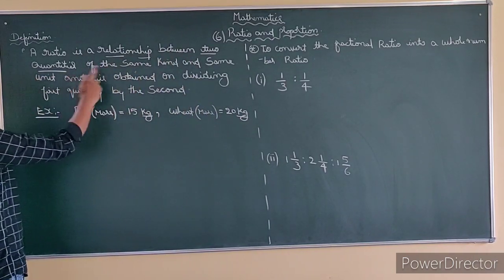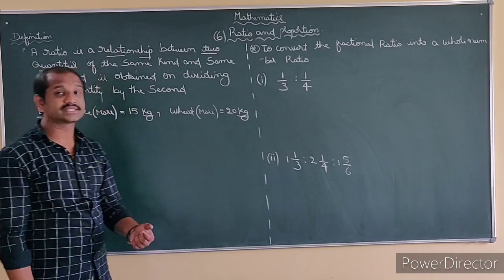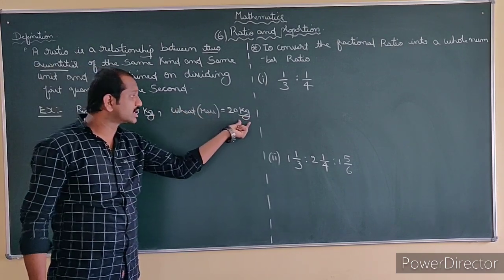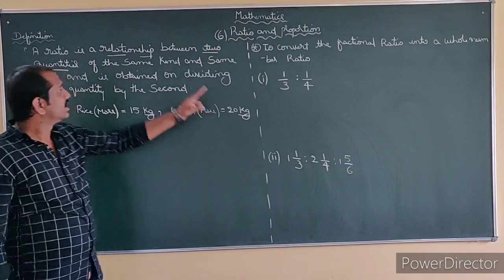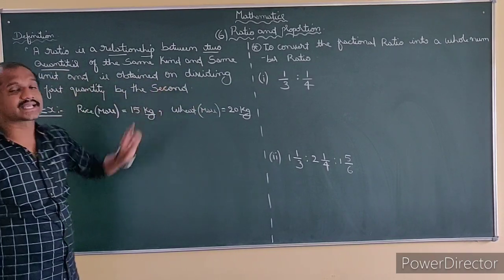Look here: a relationship between two quantities of the same kind. Now both are of the same kind. What is the same thing? We are looking only at mass, and its units are also the same. What are the units? kg. Same unit, and it is obtained on dividing the first quantity by the second.